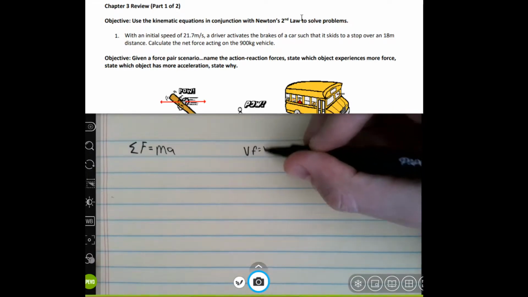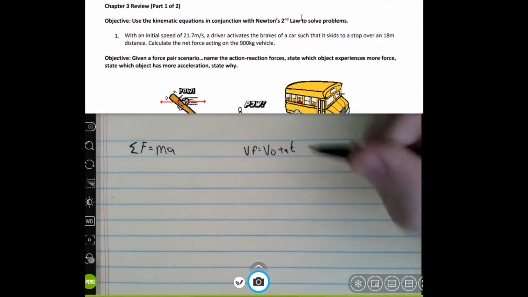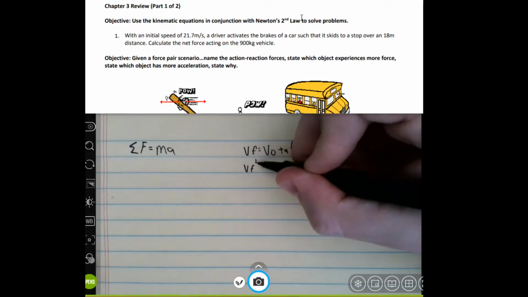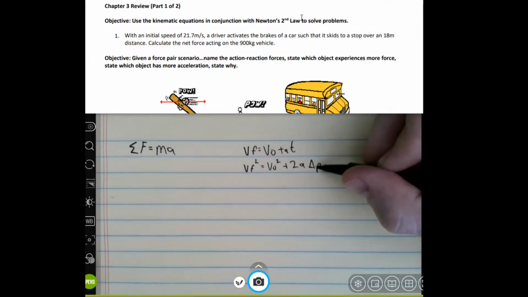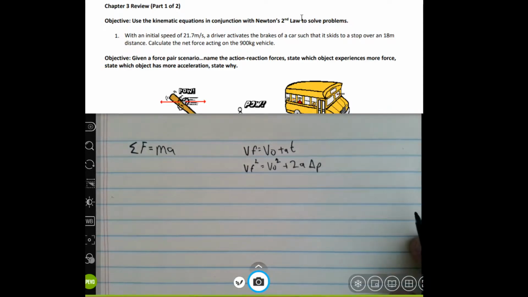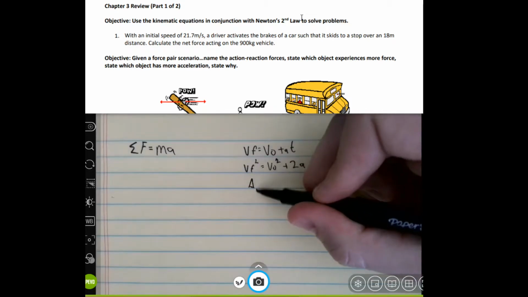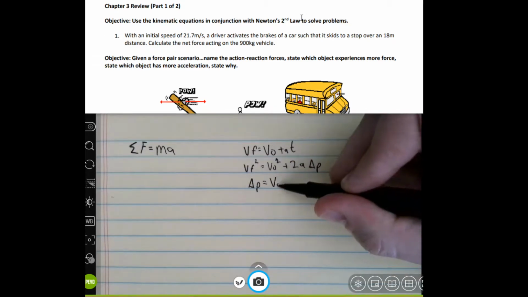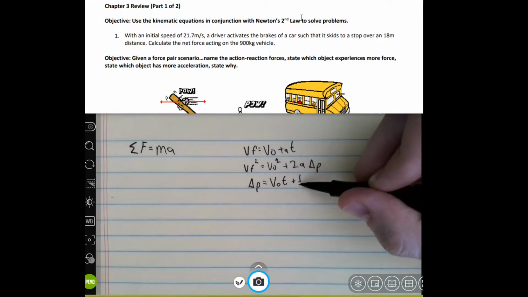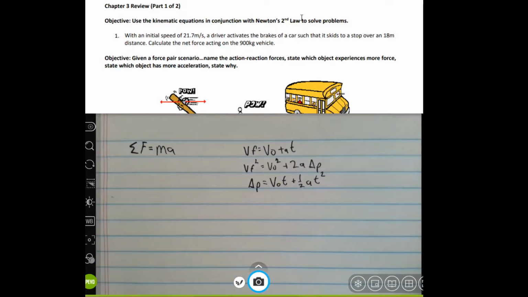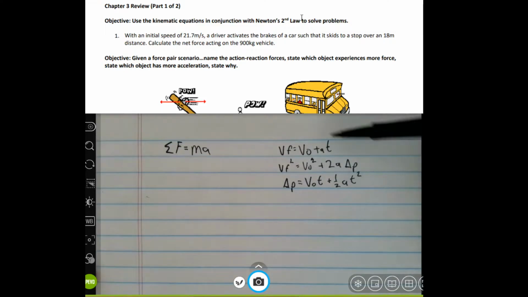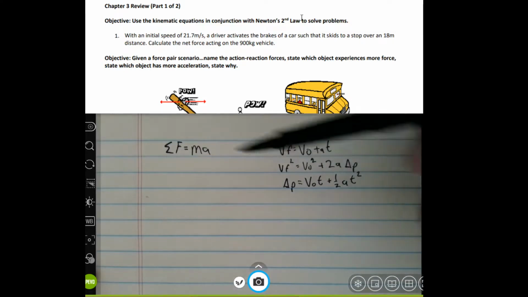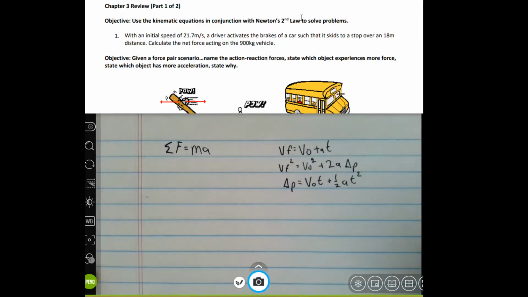They look like this. Vf equals Vo plus At. Vf squared equals V initial squared plus 2A delta P. And the other equation that will be useful with Newton's second law is this one. Delta P equals V initial T plus 1/2 AT squared. I'll provide these equations for you on the test, but I think you should be able to recognize that these are called the kinematic equations, and this is called Newton's second law.